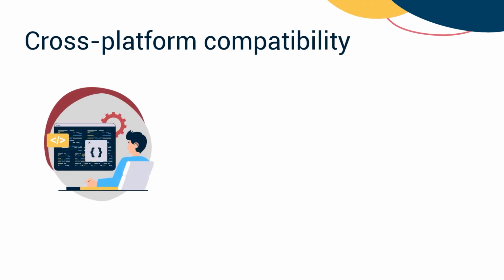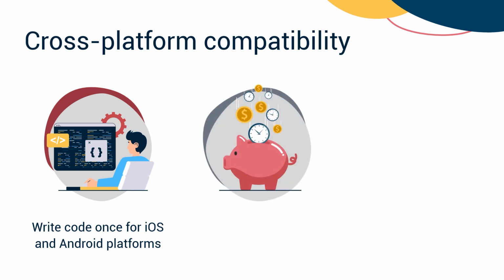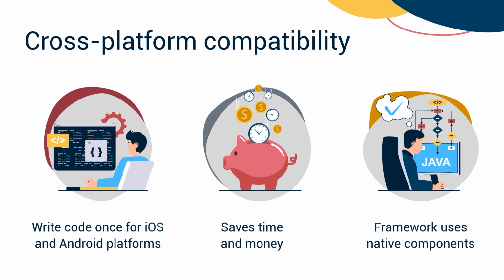With React Native, writers only need to write code once, and it can be used on both iOS and Android. This ability to work on multiple platforms saves time and money because you don't have to keep up with different code bases for each one. The framework uses native components, so the app works well on both devices and feels like a real native app.